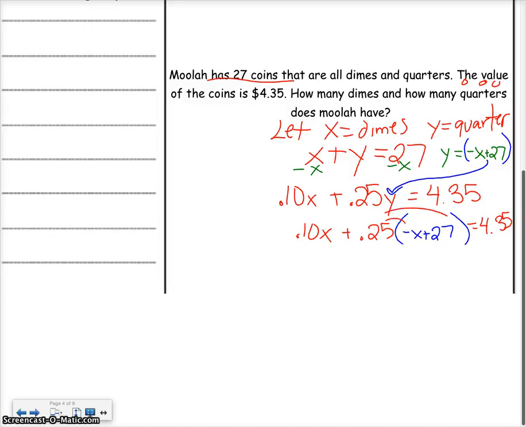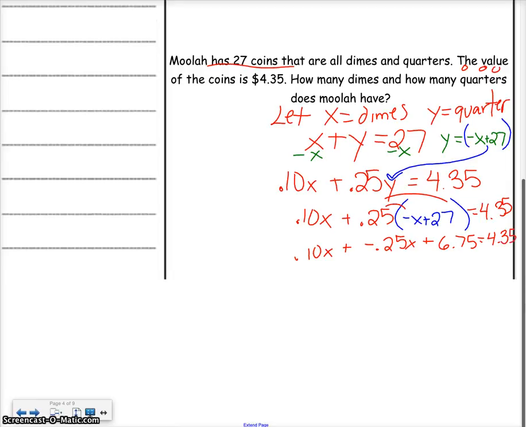Calculator's going to be your friend with this. So I'm going to distribute: 0.10x plus negative 0.25x plus 0.25 times 27 is 6.75, equals 4.35. Combine like terms. And that's negative 0.15. I knew that. I should have believed in myself. Negative 0.15x plus 6.75 equals 4.35.